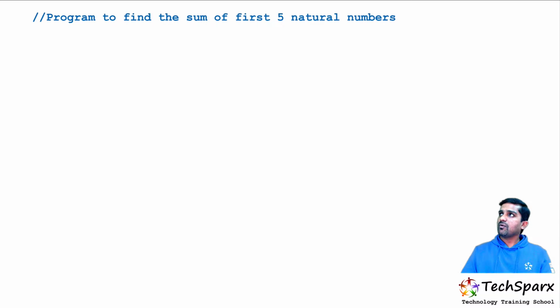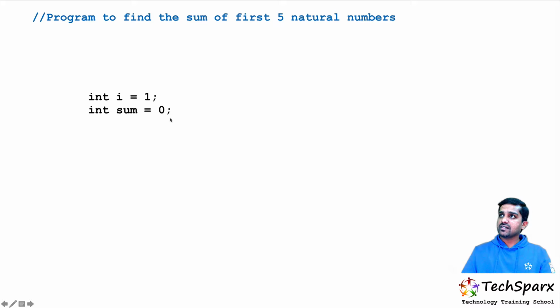Program to find the sum of first 5 natural numbers. So I equal to 1. So start off with I as 1, and you have to go until 5. So if you have to go until 5, you have to write I is less than equal to 5. But you also have to have the sum container. So I'm going to declare the sum container in some variable. Sum is equal to 0.